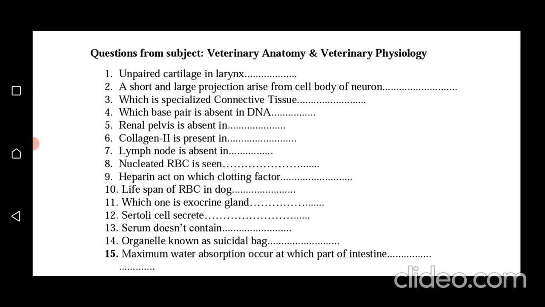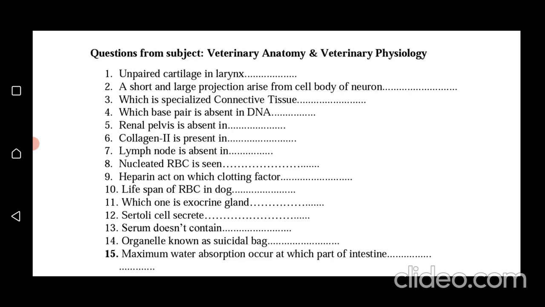Collagen II is present in cartilage. Lymph node is absent in chicken. Nucleated red blood cell is seen in poultry. Heparin acts on which clotting factor? Factor 2, 7 and 9. Number 10, lifespan of red blood cell in dog is 100 to 120 days.